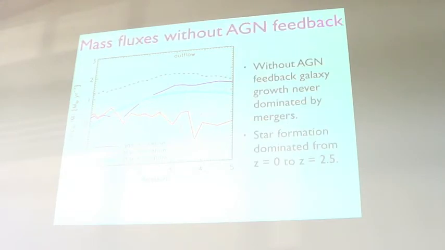And this is, again, very different if you don't include AGN feedback, because the star accretion stays approximately the same. The gas accretion rate is much higher, and so is obviously the star formation rate, because that's completely driven by the gas reservoir. So if you had no AGN feedback, star formation would still dominate at redshift 0 by an order of magnitude.